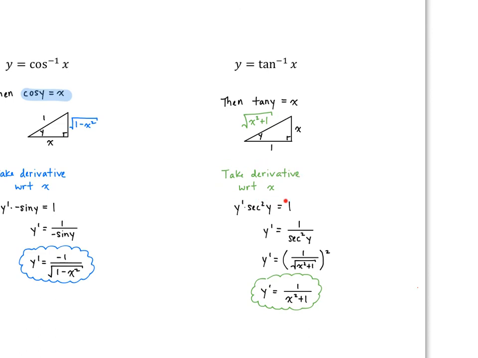Taking the derivative with respect to x, the derivative of the tangent is going to be secant squared. And then we take the derivative of x, which is 1, dividing both sides. We get y prime is equal to 1 over secant squared of y. Secant squared, we can think of that as 1 over cosine squared, all right? So this is the same thing as saying cosine squared of y. And then using our triangle, we could make that substitution. So 1 over the square root of x squared plus 1, but we're squaring that. And so that's where we get our final y prime, or derivative, 1 over x squared plus 1.